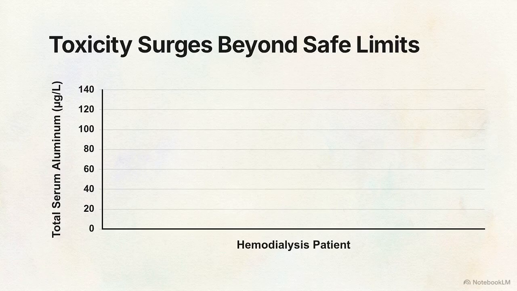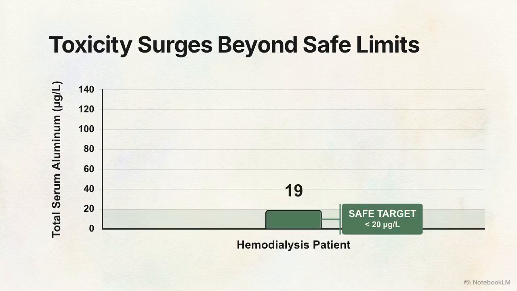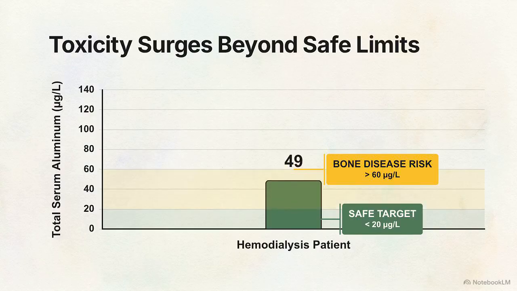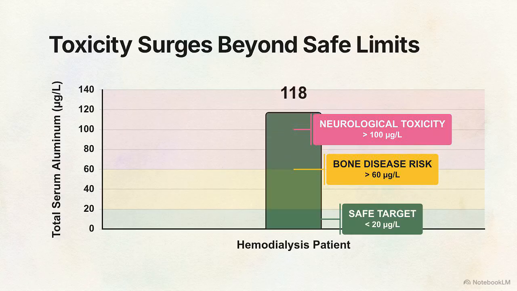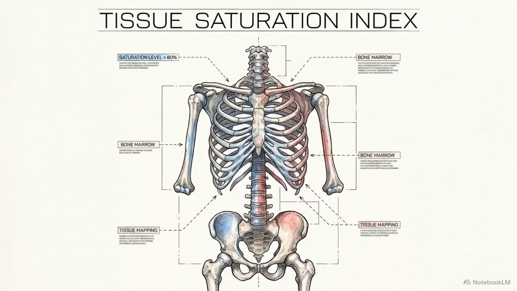Clinical interpretation depends on established thresholds. For hemodialysis patients, a level below 20 micrograms per liter is the safe target. Levels exceeding 60 signal a risk of bone disease, while a result over 100 indicates impending neurological toxicity. If baseline results are inconclusive, clinicians can evaluate the total skeletal burden using the deferoxamine infusion test.